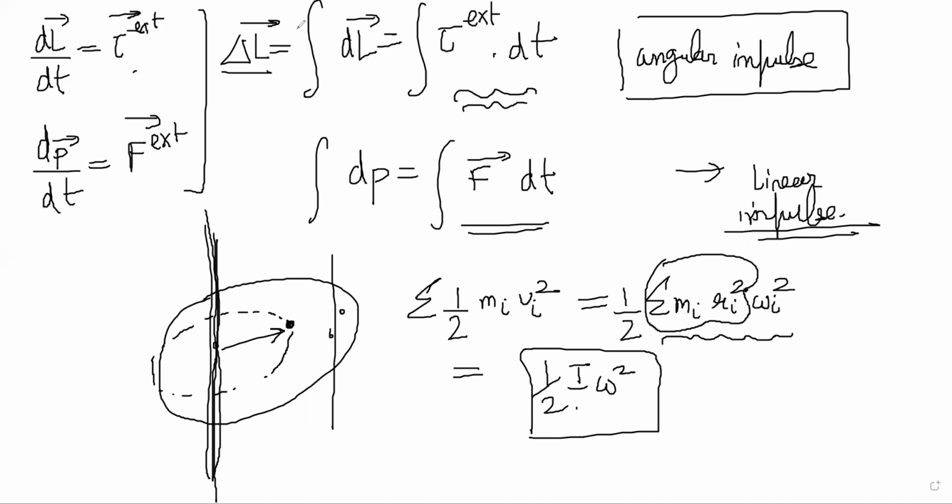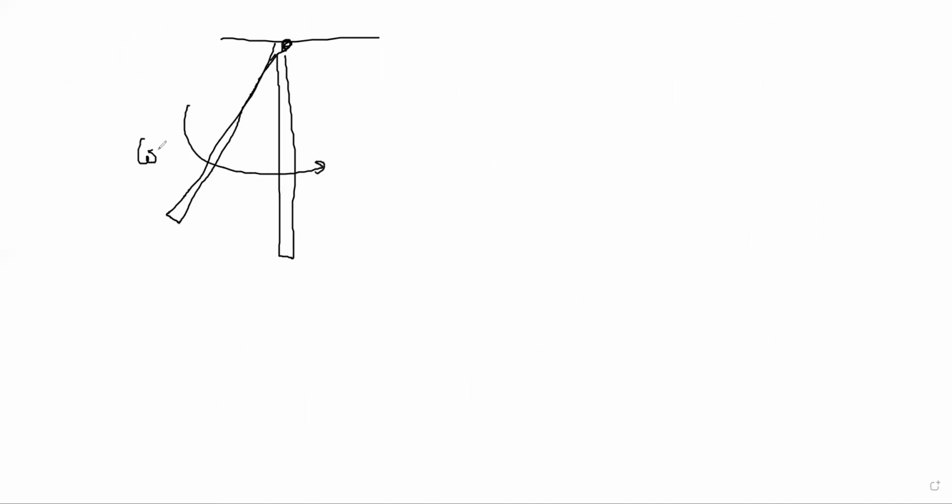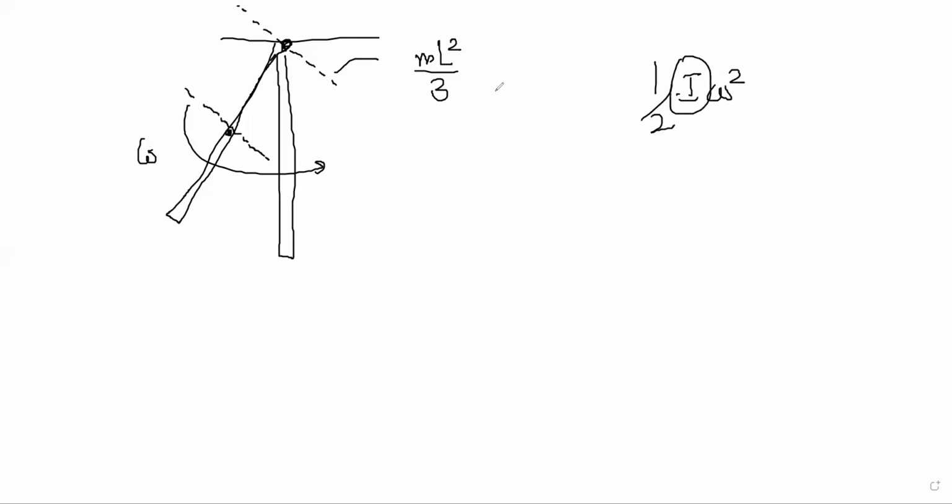For example, people make mistakes in things like this. There is a hanging rod, let's say, and it is rotating like this with omega. Everyone knows that the rod's I is ml square by 12 about the middle axis, but it is ml square by 3 about this end. So half I omega square here will use the I which is ml square by 3, not ml square by 12, because the rod is not rotating about the middle, it is rotating about this end. So you have to be sure about these things.